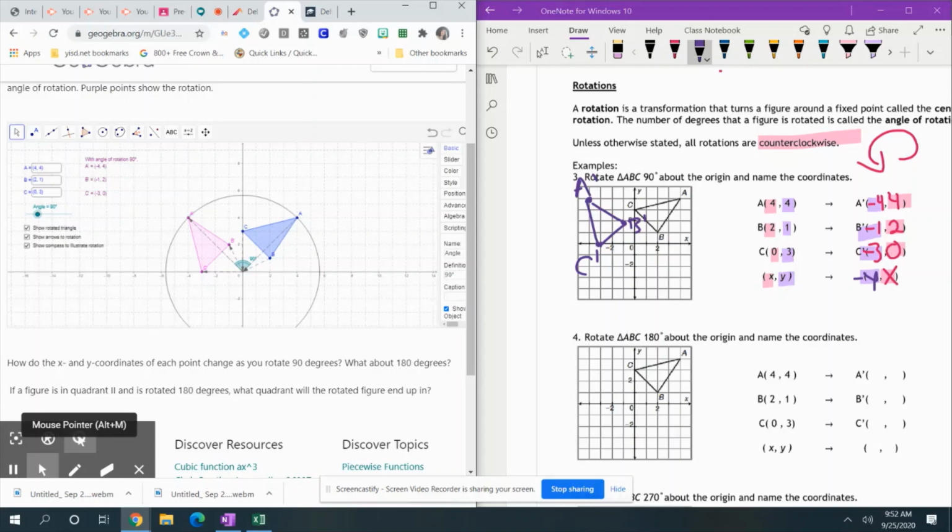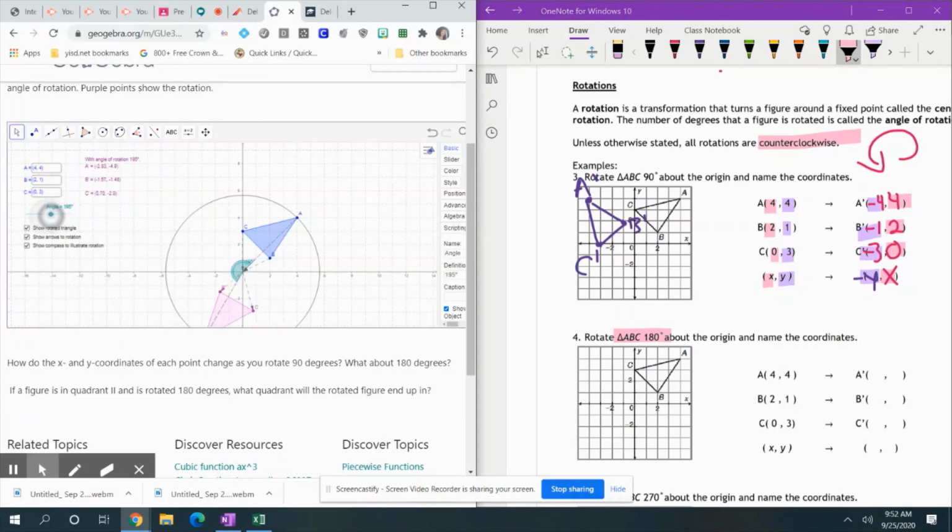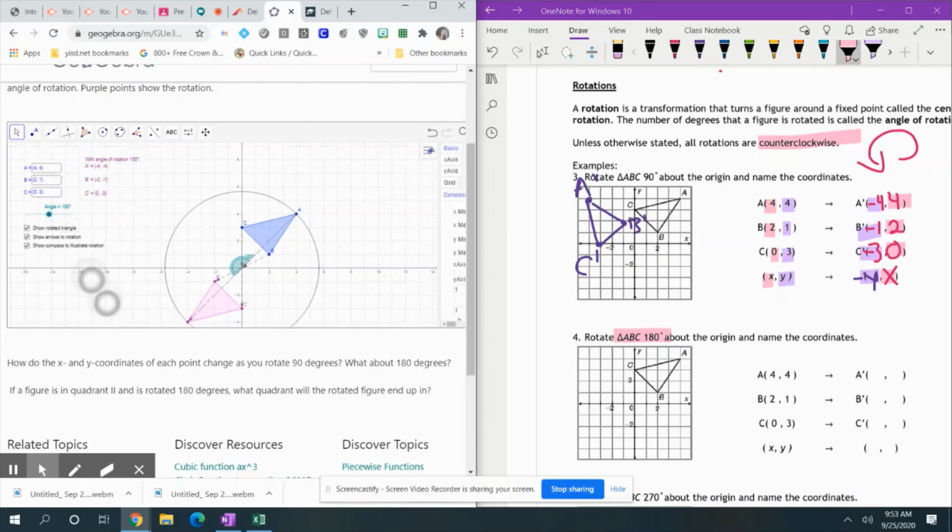And let's see. Our points here are 4, 4. Okay, so it's still the same triangle, 4, 4, 2, 1, and 0, 3. But this time we are rotating 180 degrees about the origin. So I'm going to go ahead on here, change my angle to 180 degrees. Well, I went too far. 150, 155, 165, 170, 175, 180. So that is a 180-degree rotation.